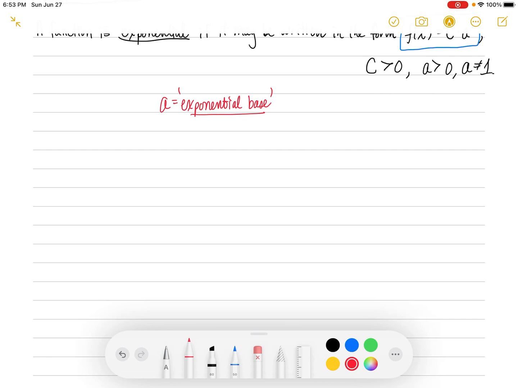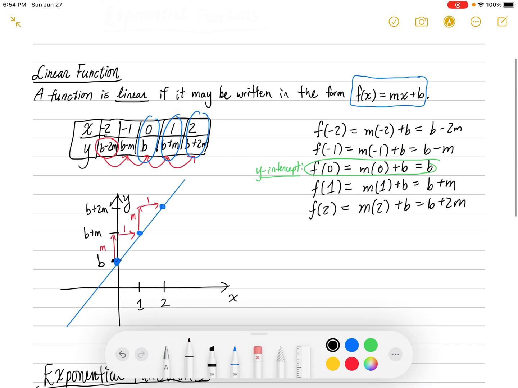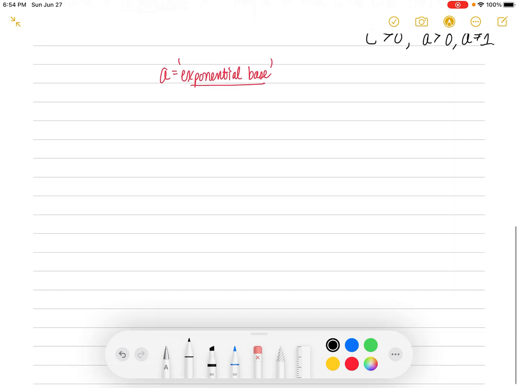Okay, so when you hear me use the word exponential base, it's that a number. So let's just look at some examples of some exponential functions. Well, let's look at a generic exponential function, just in general.